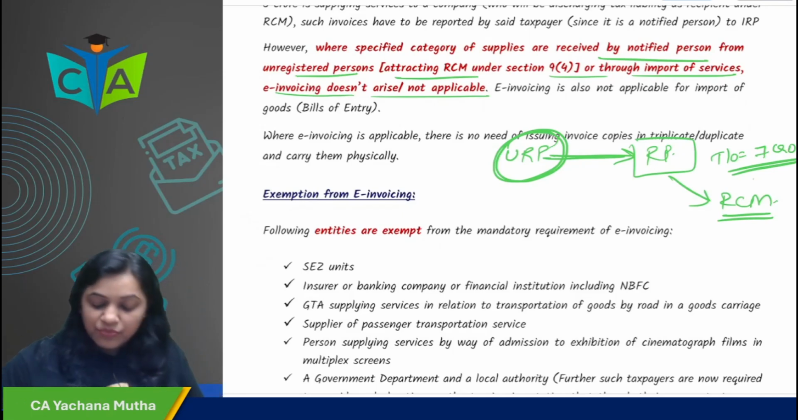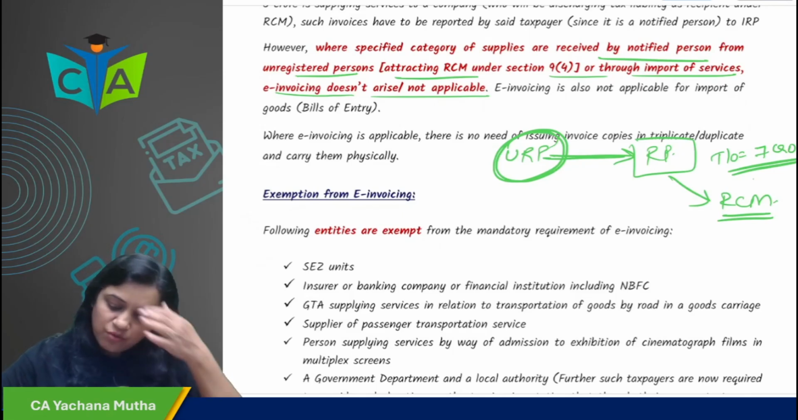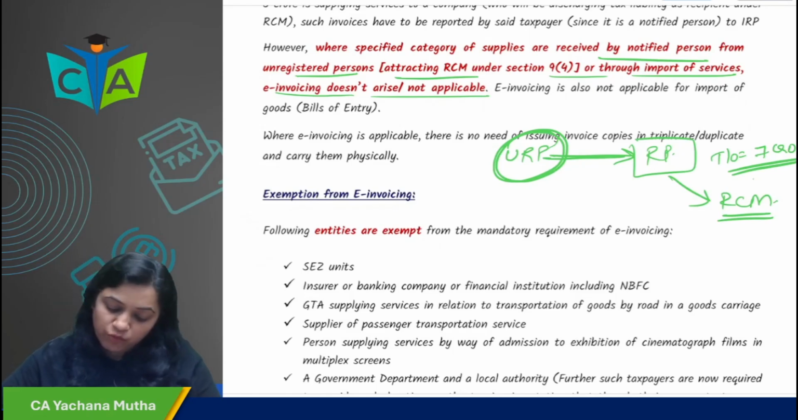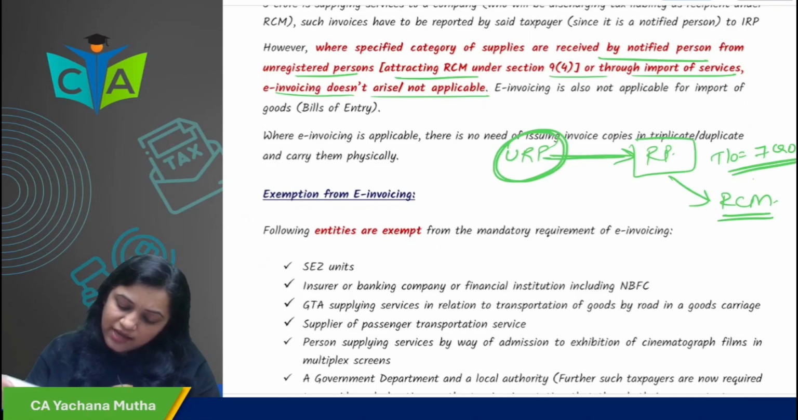I hope it is clear. Now, next, exemption from e-invoicing. Which entities are not required to issue e-invoice? So the following entities are exempt from mandatory issuing of e-invoice.